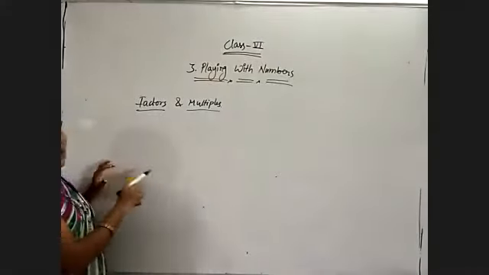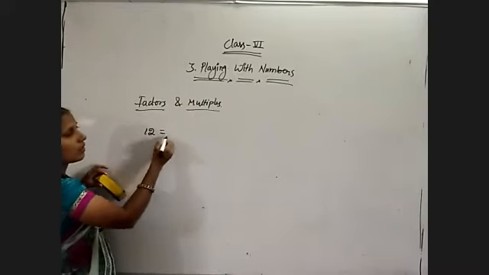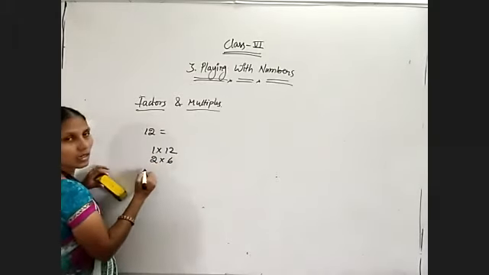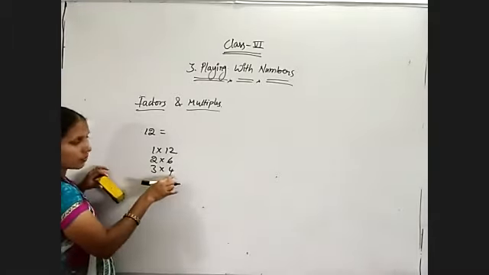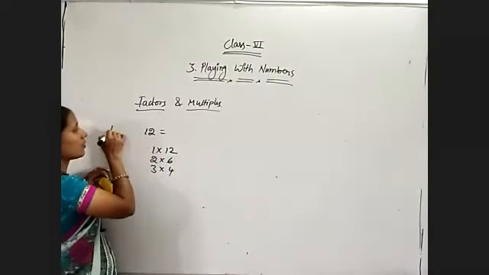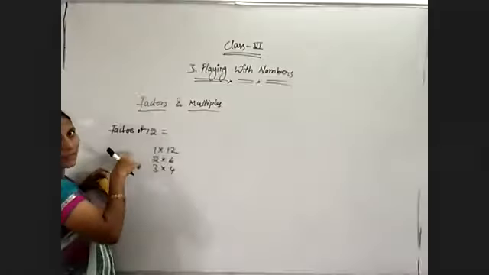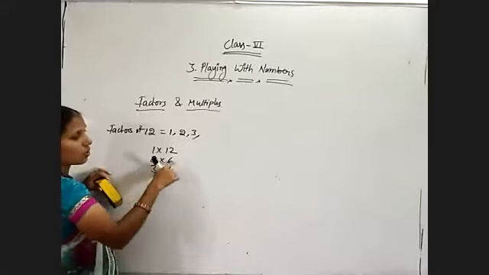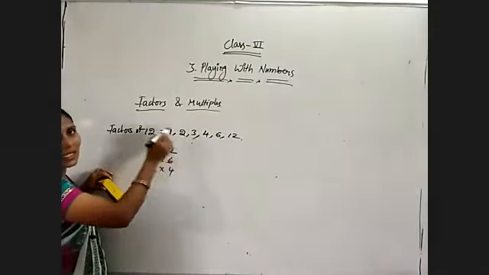Now coming to the factors. If I am listing all the factors of 12: 1 into 12 is 12, 2 sixes are 12, 3 fours are 12. Again in the 4 table, 4 threes are 12, so 4 is already finished. 6 twos are 12, 12 ones are 12. Now what are the factors of 12? Factors are divisors also. 1, 2, 3, 4, 6, 12.